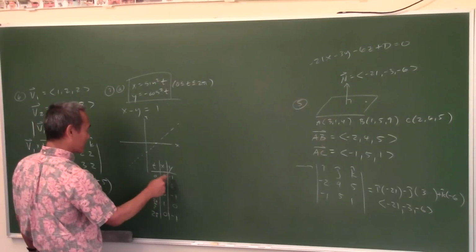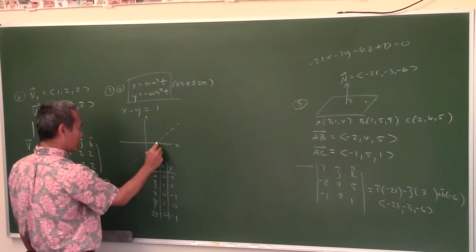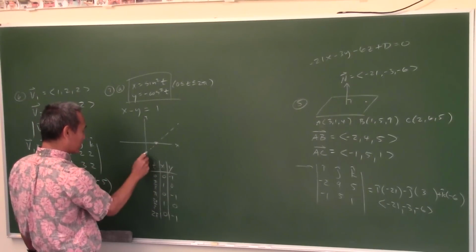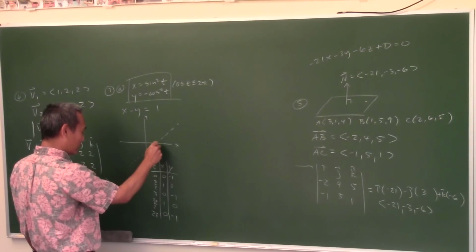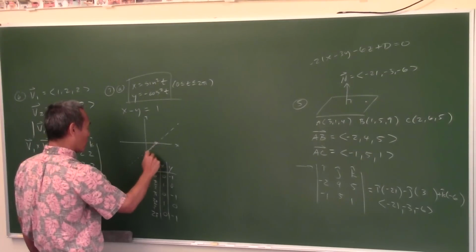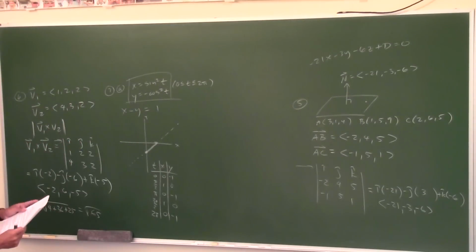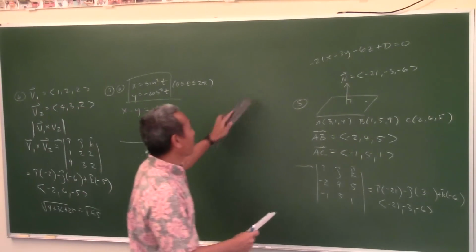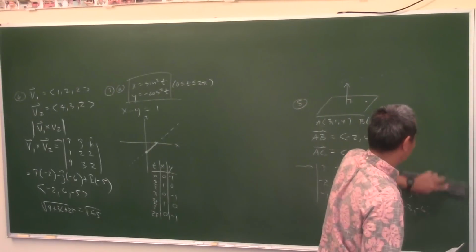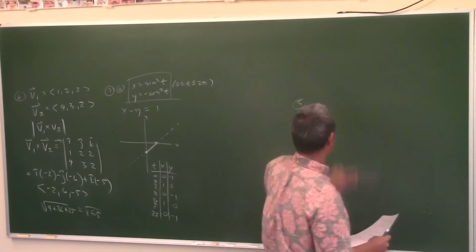So what happens? The particle starts at the point 0, negative 1. Then it goes to the point 1, 0. Then it goes to the point 0, negative 1. Then it goes to 1, 0, and then 0, negative 1. So it goes back and forth. That's what you draw on the back of your answer sheet. No real tricks there.